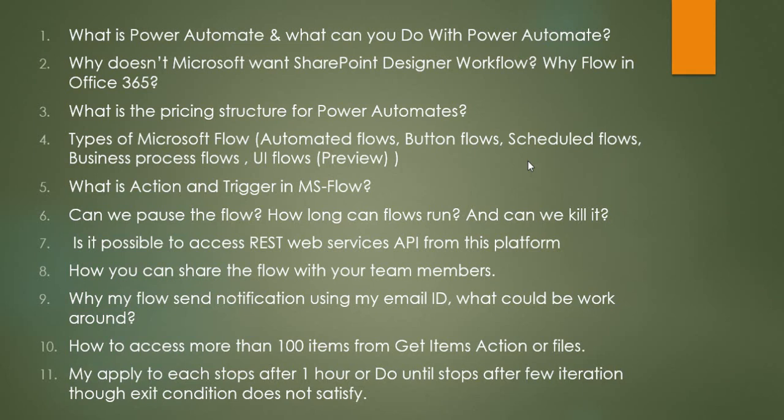The fourth question is the types of Microsoft flows. What are the various types of flows we can create under Power Automate? First is the automated flow. As the name suggests, it will trigger automatically based on some event which happened within the M365 suite. For example, if you are creating a SharePoint item, uploading a file, posting a message in MS Teams, or receiving an email from a specific email address.